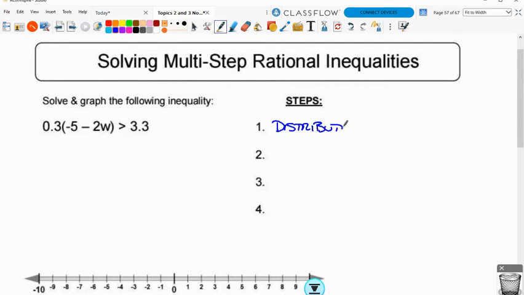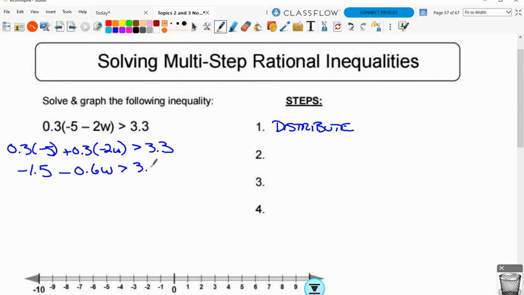So let's distribute as step number 1. When I do that here, I'm going to have 3/10 times negative 5 plus 3/10 times negative 2w is greater than 3 and 3/10. Okay, and make sure you've got your calculator handy here when you do your multiplication. All right, 3/10 multiplied by negative 5 gives you negative 1 and 5/10. And 3/10 times negative 2w is going to give you negative 6/10 w. So negative 1 and 5/10 minus 6/10 w is greater than 3 and 3/10.